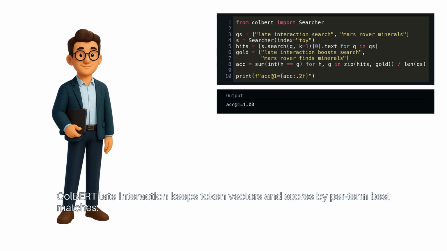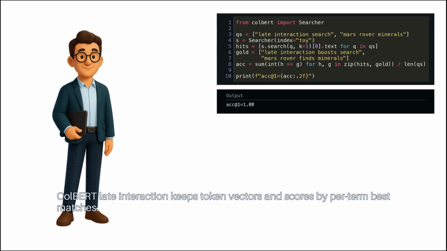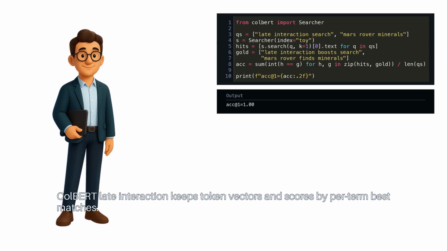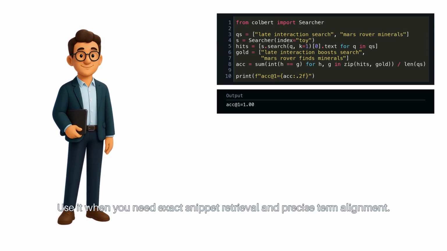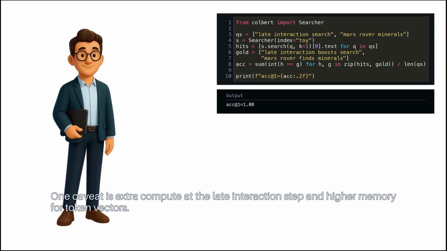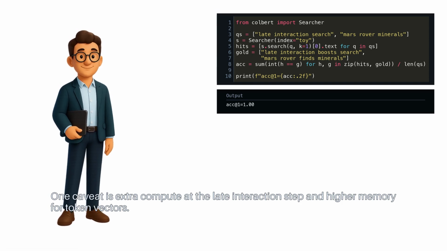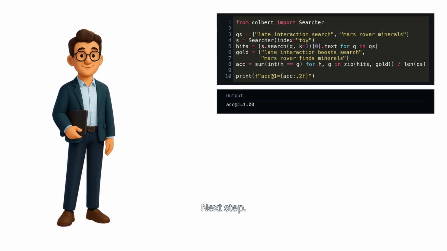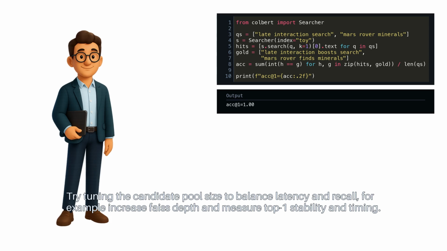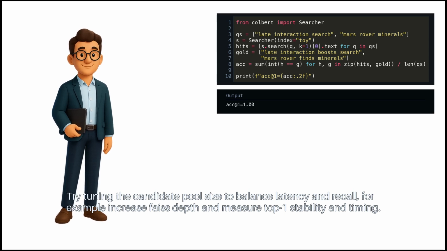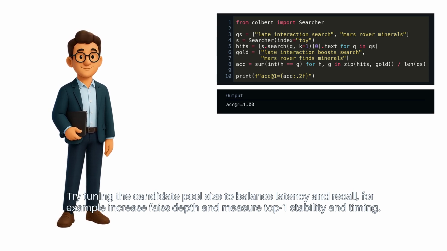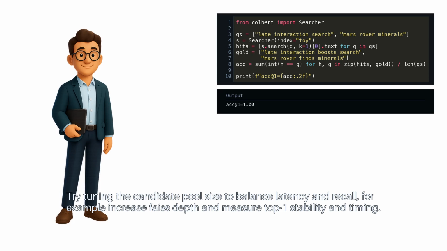ColBERT late interaction keeps token vectors and scores by per-term best matches. Use it when you need exact snippet retrieval and precise term alignment. One caveat is extra compute at the late interaction step and higher memory for token vectors. Next step. Try tuning the candidate pool size to balance latency and recall. For example, increase FAISS depth and measure top 1 stability and timing.